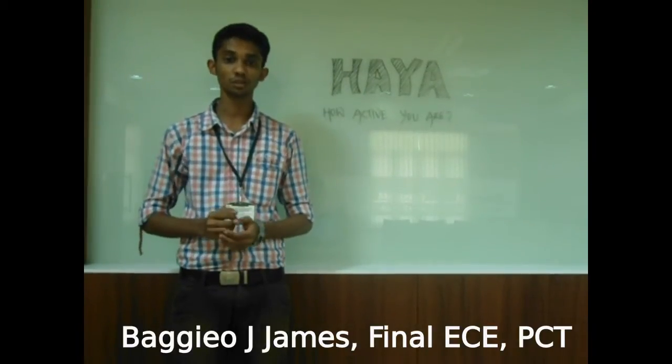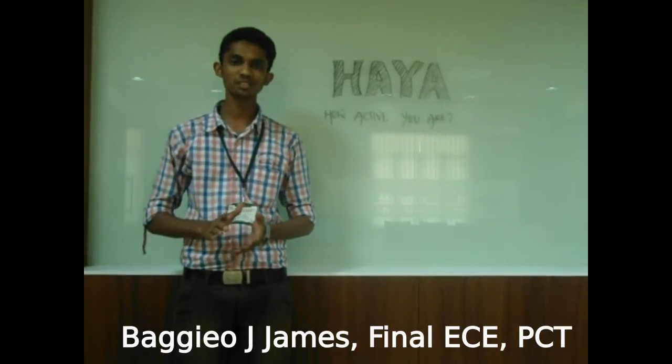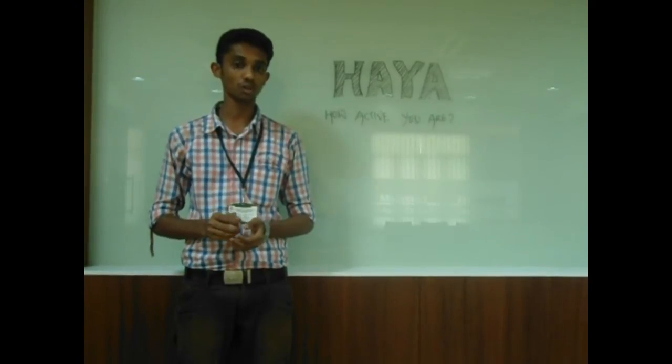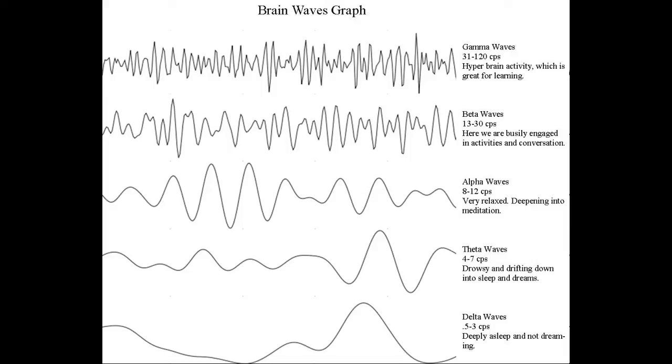HAYA or How Active You Are is a single channel EEG equipment with an embedded microprocessor. HAYA is basically a multi-application process. It monitors the brain wave using electrodes placed on the forehead and effectively calculates the theta, which ranges from 4 to 8 Hz, alpha 8 to 12 Hz, and beta 12 to 18 Hz frequency range.